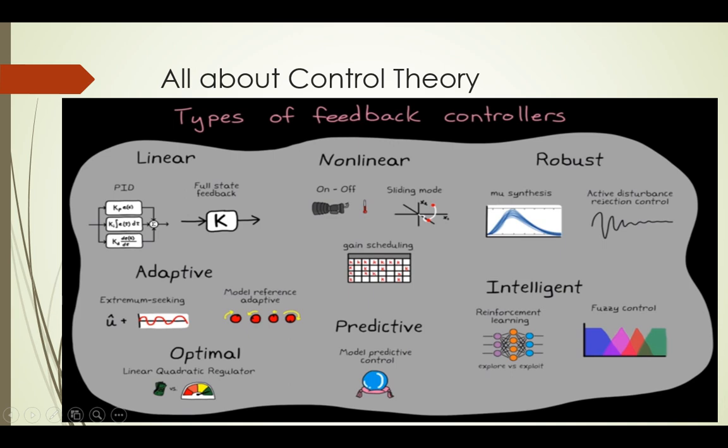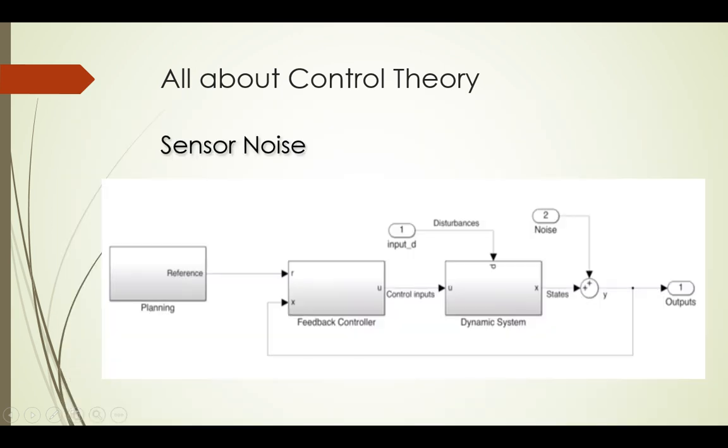We also have intelligent control. For example, reinforcement learning can be used in intelligent control, or we can have fuzzy control. So these are different algorithms that you can use, but it depends upon the system in which you want to use it. So now when we use feedback, there's one thing we need, the state measurement.